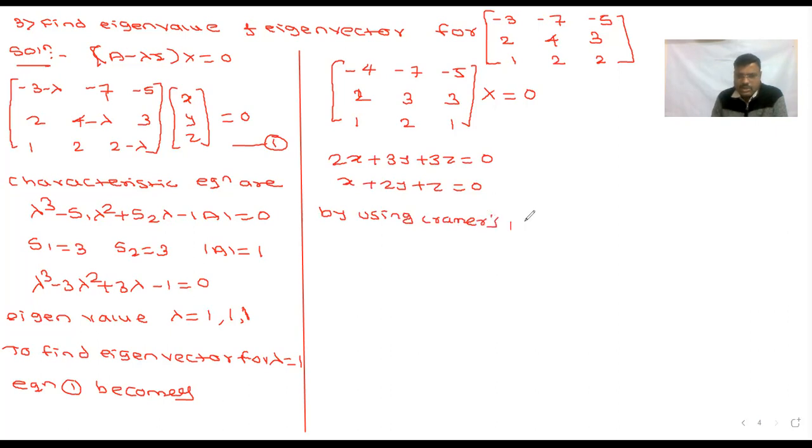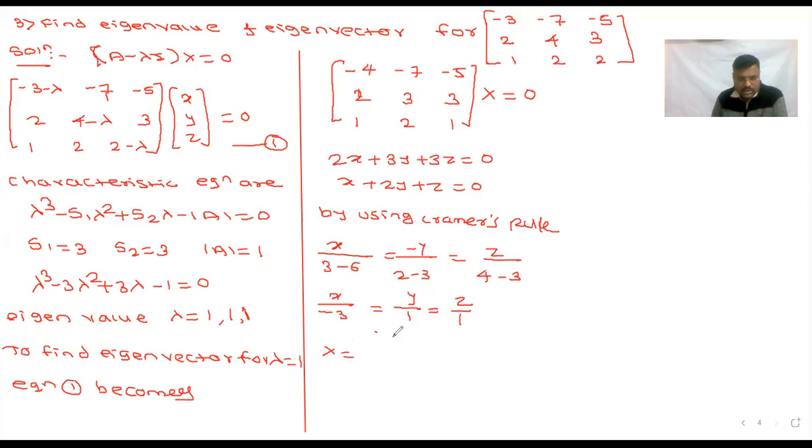using Cramer's rule, we get x divided by 3 minus 6, minus y divided by 2 minus 3, z divided by 4 minus 3. So we get x divided by minus 3, y divided by plus 1, and z divided by plus 1. So we got the eigenvector x equal to -3, 1, 1. Okay, for lambda 1 equal to 1, lambda 2 is equal to 1, and lambda 3 is equal to 1.